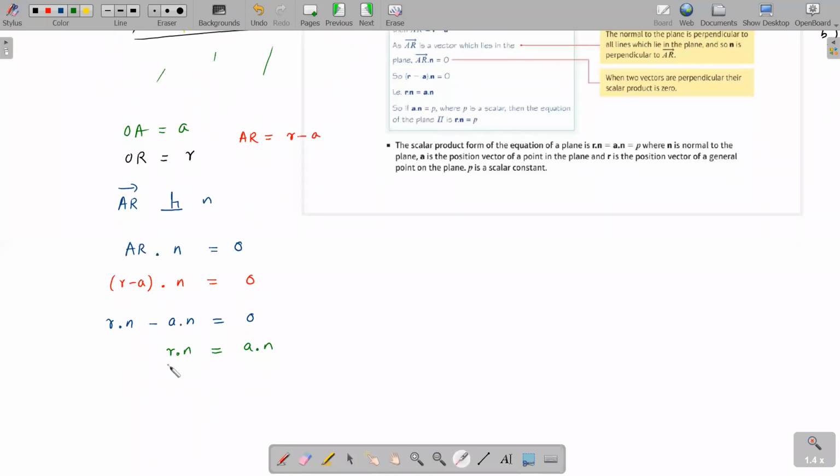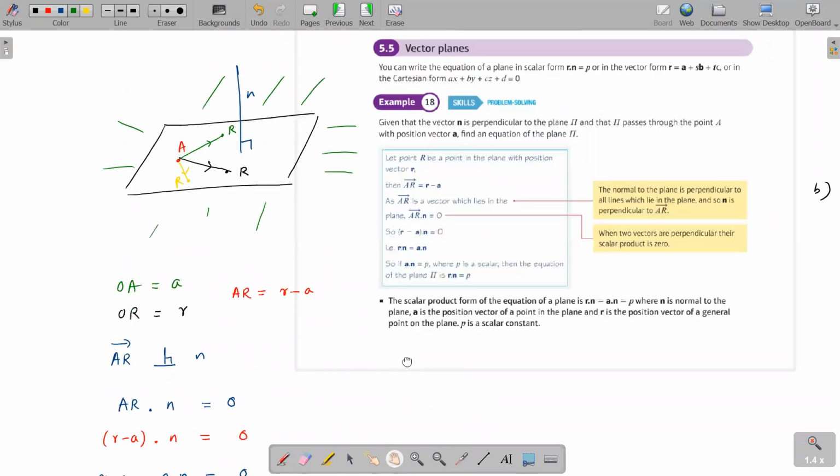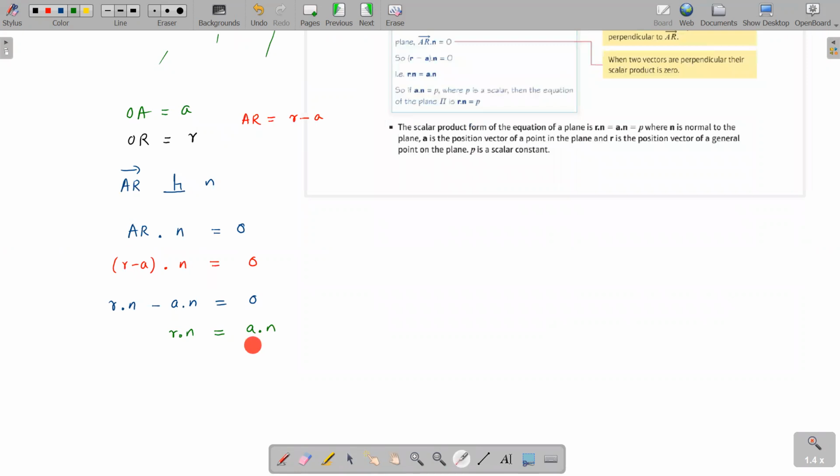Now you know r is an unknown, right? R is x, y, z, so it can be any unknown coordinate on your plane. But is n something unknown? No, n is a vector perpendicular to the plane and it's given to you. And what about a? Is it an unknown or a known vector? It's a position vector and you definitely know it. So what happens when it comes to a dot n?